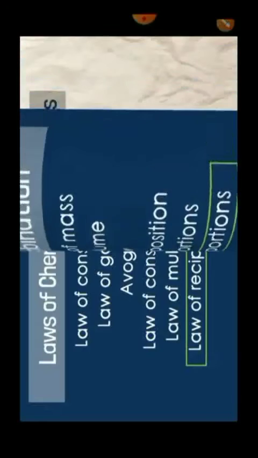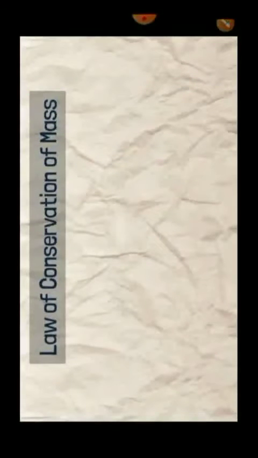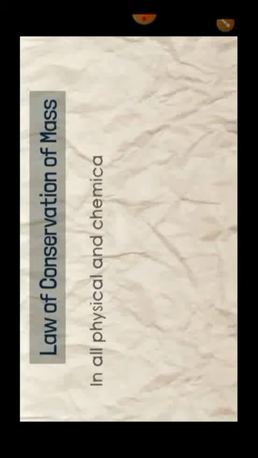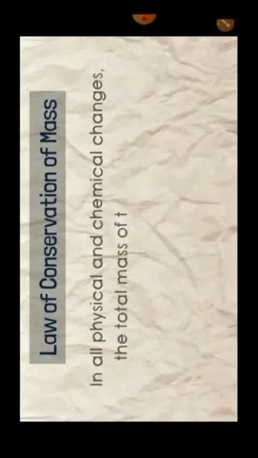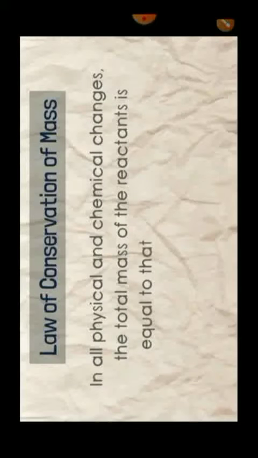Okay, so our first law is the law of conservation of mass. According to this law, in a chemical or physical change, the mass of the reactants is equal to the mass of the products in that reaction. Means the total mass of the reaction is constant. So mass can neither be created nor be destroyed. And this law was given by Antoine Lavoisier.